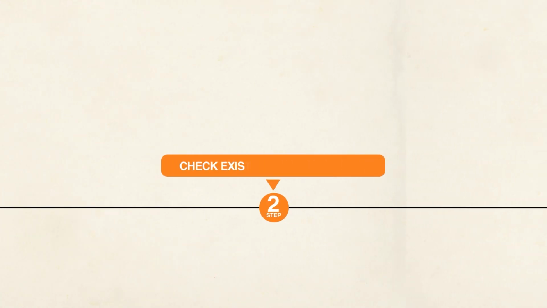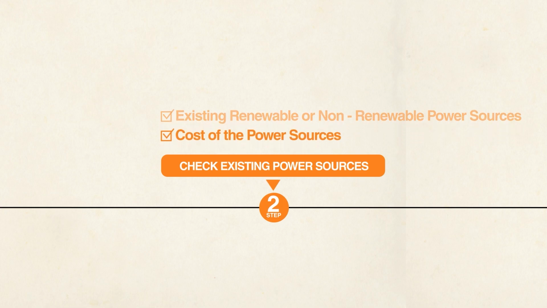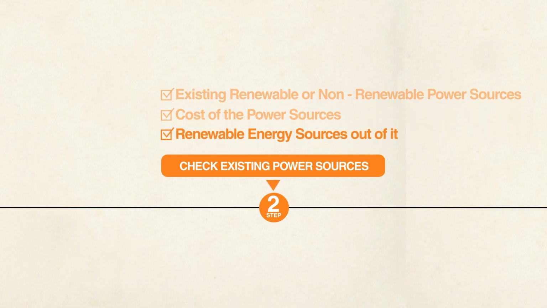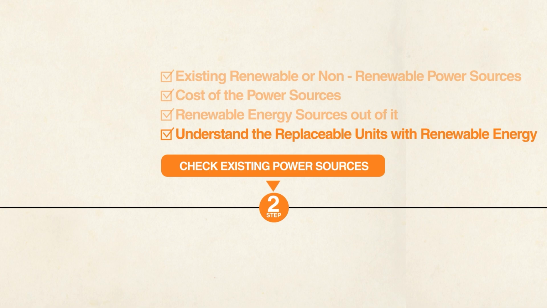Step number 2, check existing sources of power. Check if they have any existing sources of power, be it renewable or non-renewable. Check what the costs of these sources of power are. Check which of them are renewable energy sources. Reduce it from the 16 crore consumption that they need, so that you can understand the replaceable units that you need from the renewable energy solution.